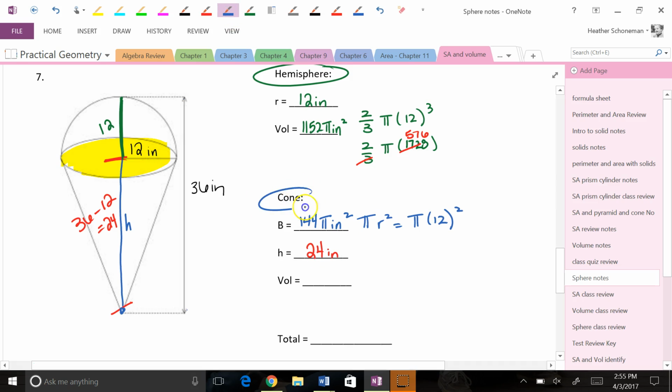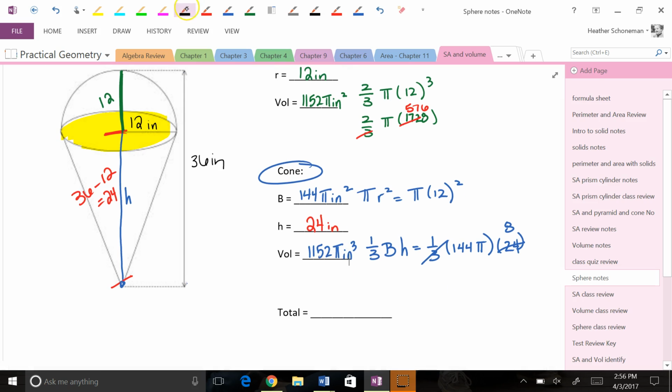Now we need to find the volume of a cone. So if you look on your formula sheet, volume is 1/3 times the base times the height. So it gives us 1/3 times 144 pi times the height of 24. 1/3 of 24 is 8, and 8 times 144 is 1152 pi inches cubed.